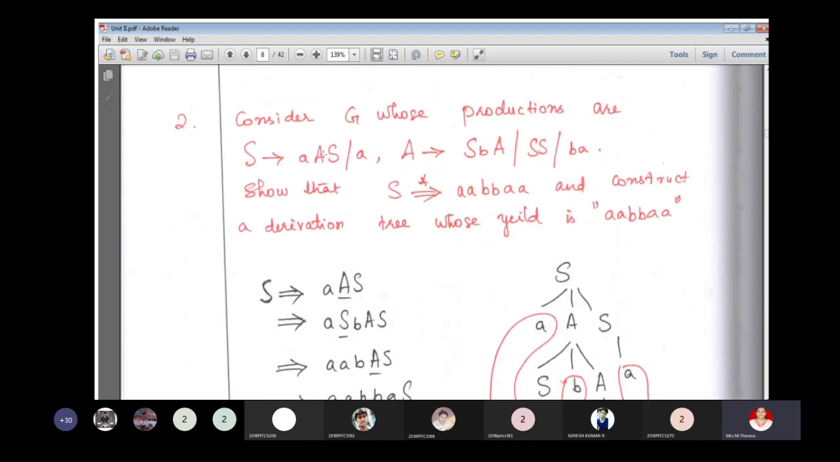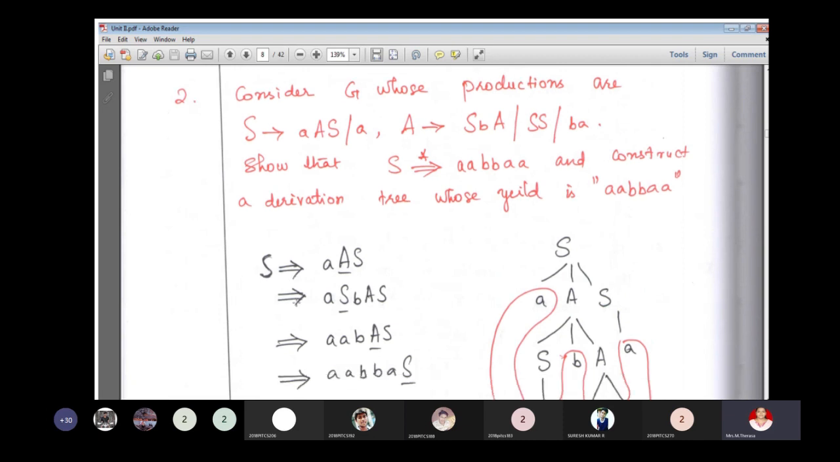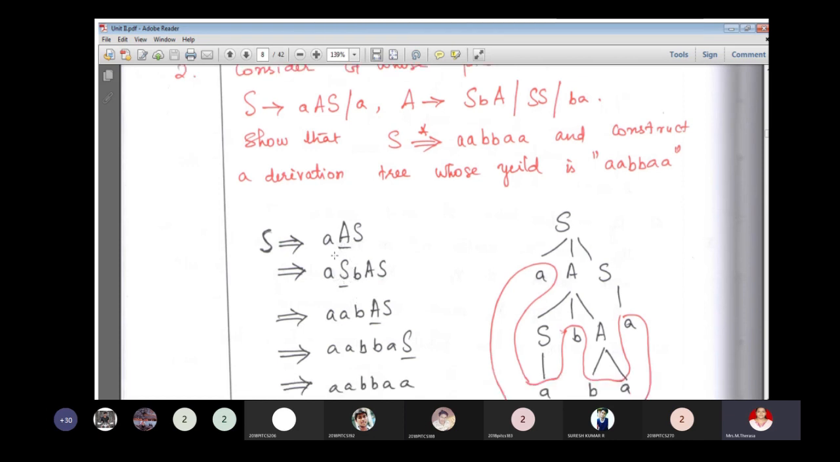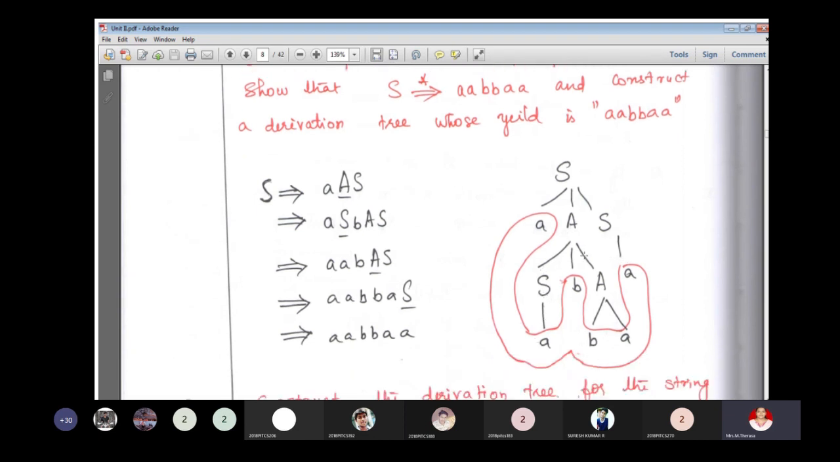Okay, how can you do it? Always you have to start with the start symbol. So start symbol S. So we can replace this S by a A S. Okay. Next, you can choose this A to replace by any of its production rules. So here you can replace this A by S b A. Again, you have to replace this S by a, and then you can replace this A by b a. At last, you can replace this S by a, so that when you collect the leaf nodes from left to right, you are able to get aabbaa. Okay, so this is about the derivation and the derivation tree. So each and every derivation can be represented with a graphical representation called a derivation tree or parse tree.